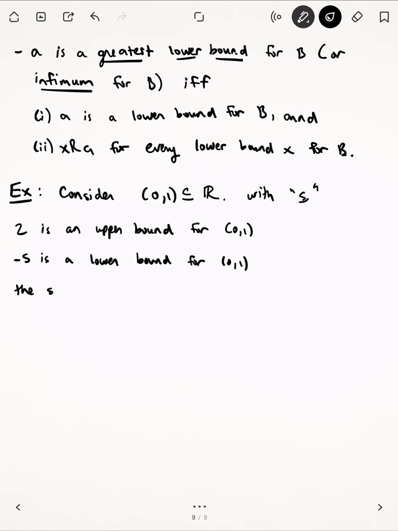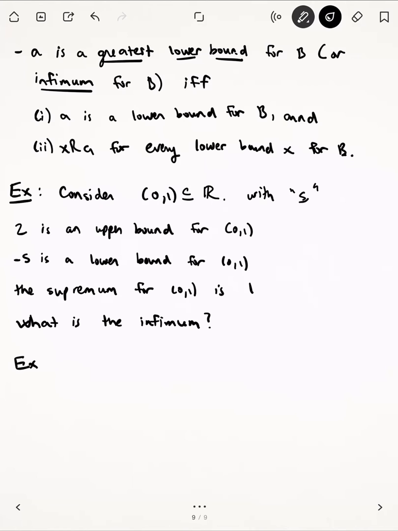The supremum here is 1. And so maybe one thing you can ask yourself is, what is the infimum? And I'll let you think about that.